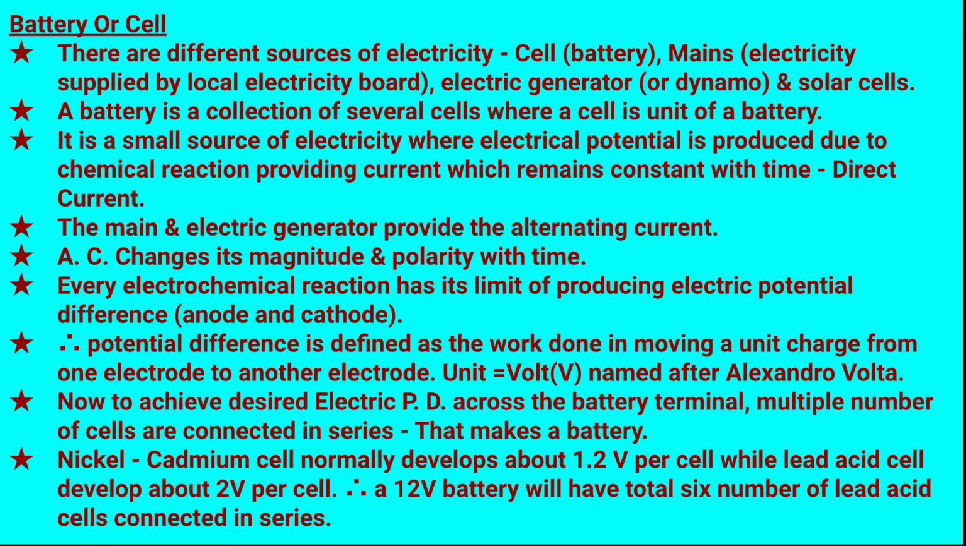To achieve the desired electric potential difference across the battery terminals, multiple cells are connected in series. That makes a battery. A nickel cadmium cell normally develops 1.2 volts per cell, whereas a lead acid cell develops about 2 volts per cell. Therefore a 12 volt battery will have a total of 6 lead acid cells connected in series.